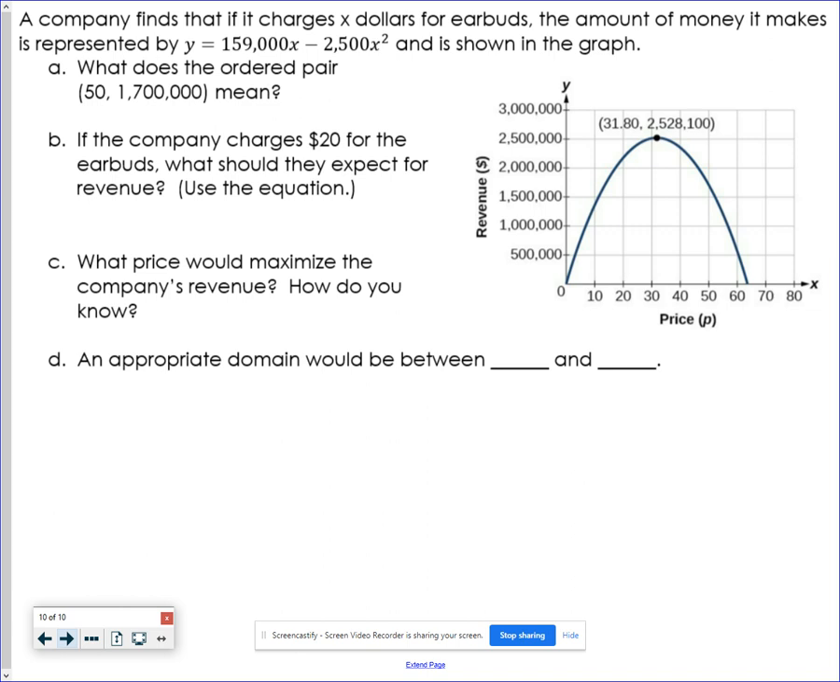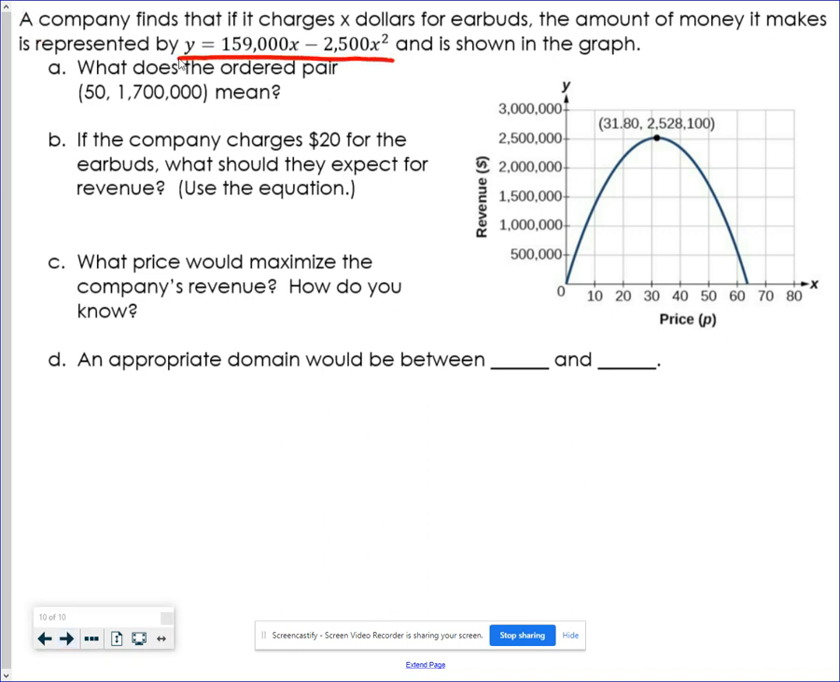All right, one more question. We've got a company that is selling earbuds and they want to figure out what they should charge to maximize their profit, right? So the x-axis on here is the price that they're going to charge. The y-axis is the amount of revenue that they're going to make, and we've got that equation right here.